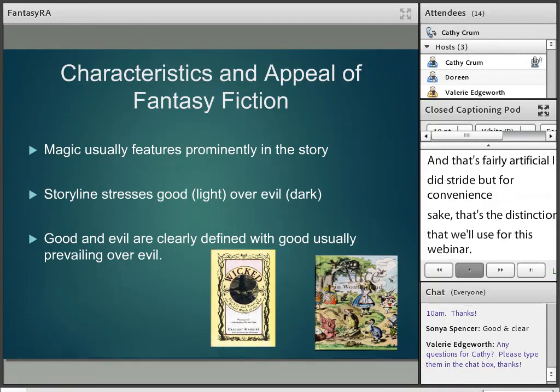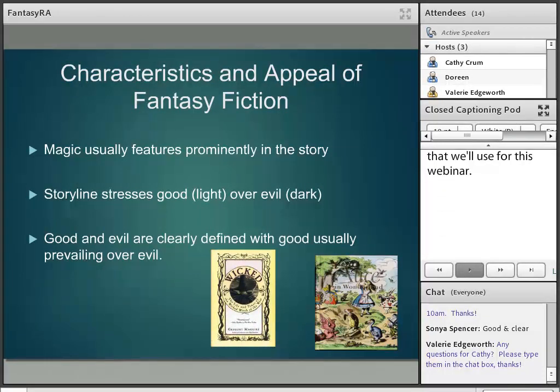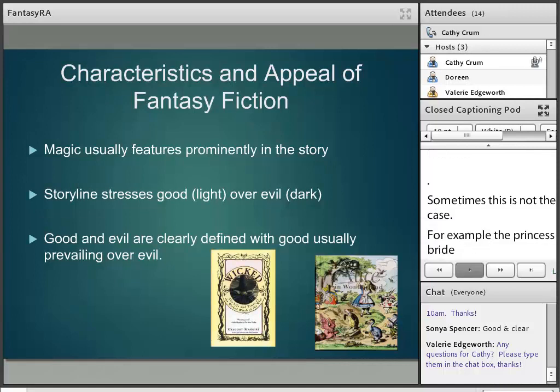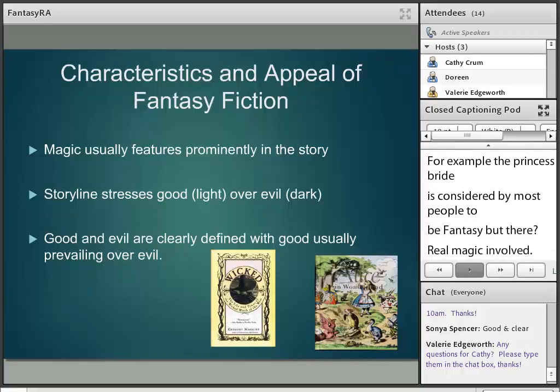Next, let's look at some of the characteristics of fantasy. Magic usually features prominently in the story. Even if the magic is not obvious, it's usually in the background of the plot somewhere. But sometimes this is not the case. For example, The Princess Bride is considered by most people to be fantasy, but there's no real magic involved. There's lots of other fantasy elements, but no magic.